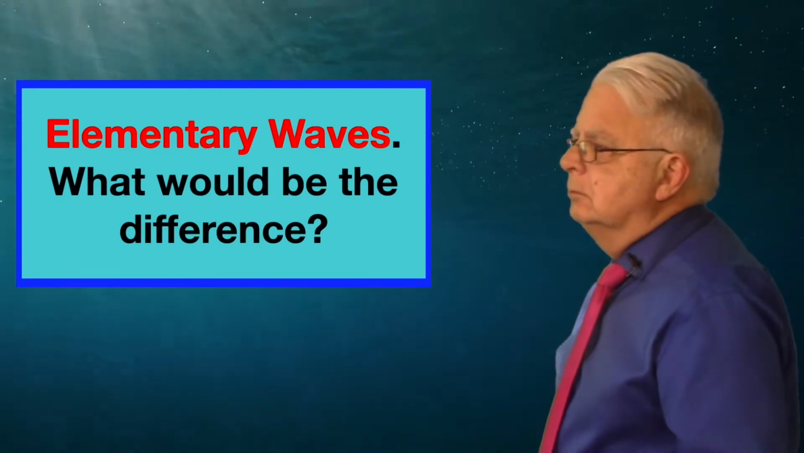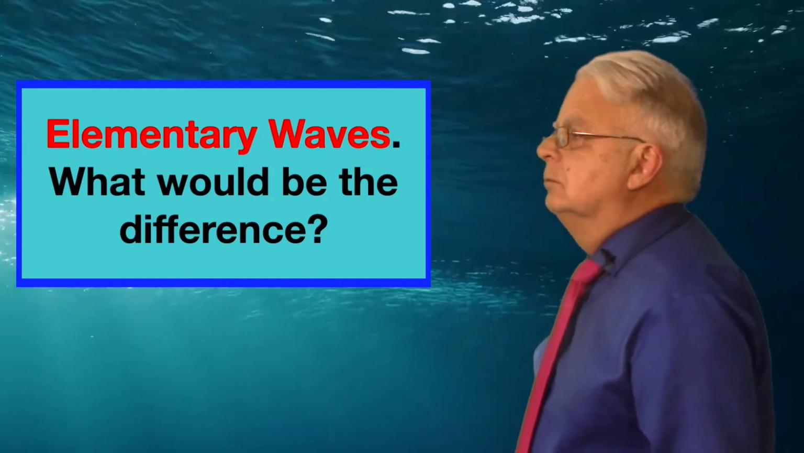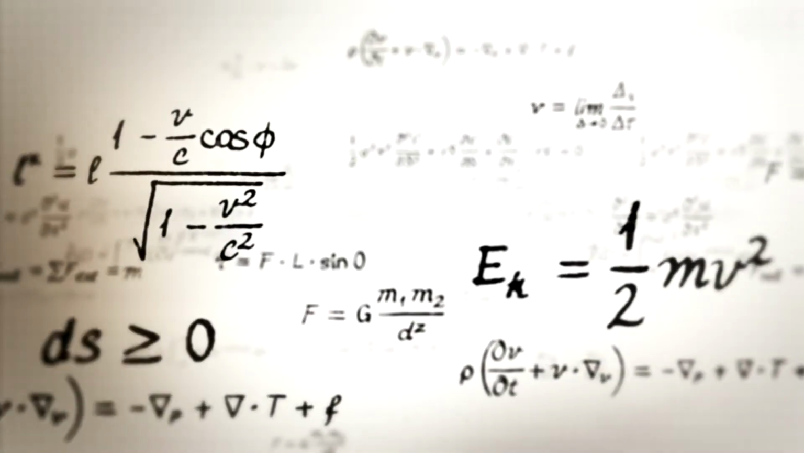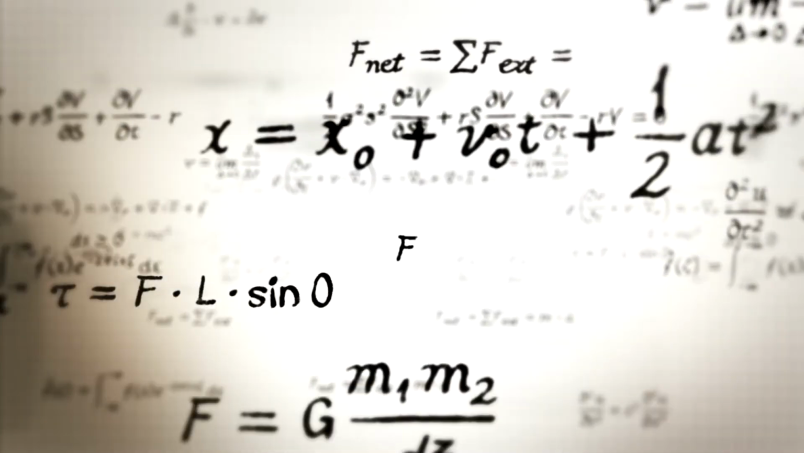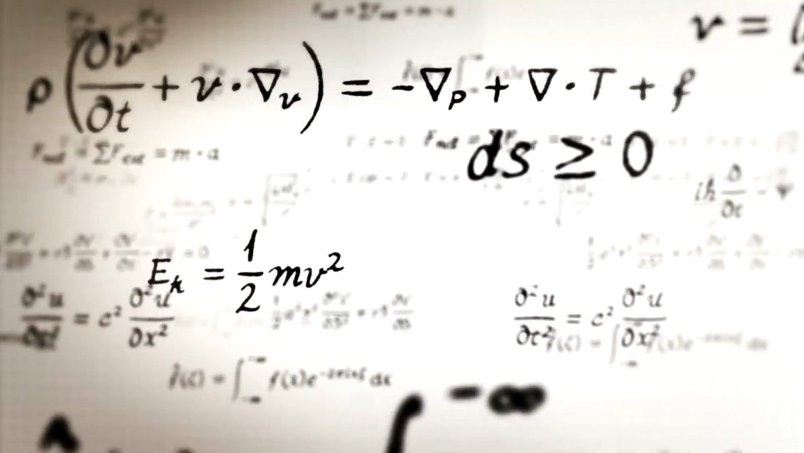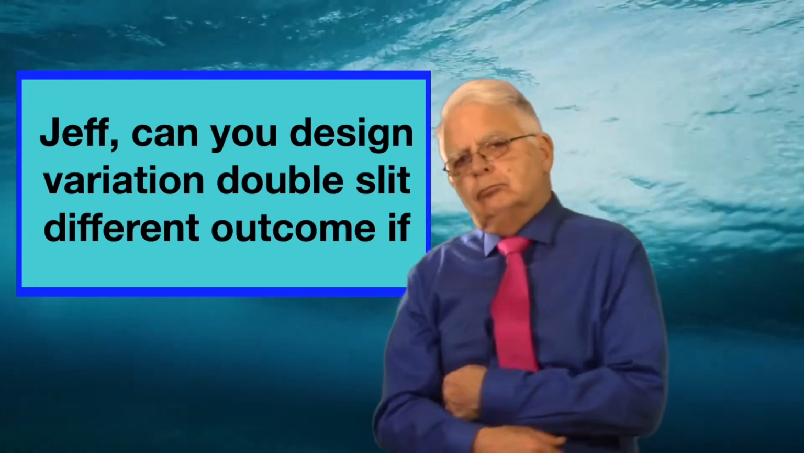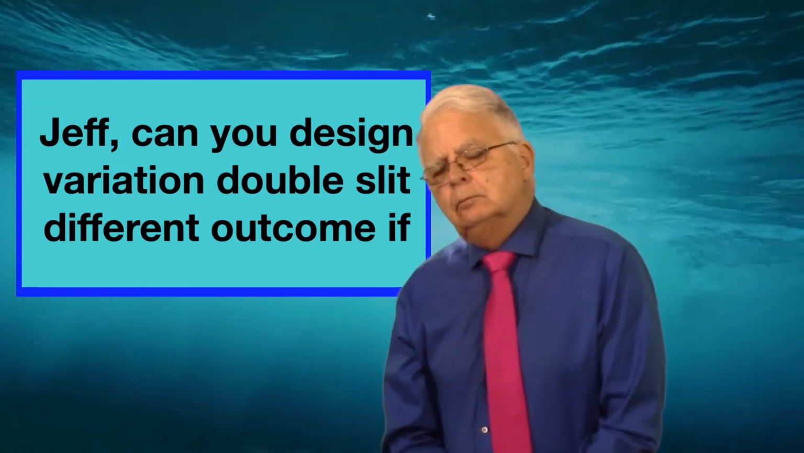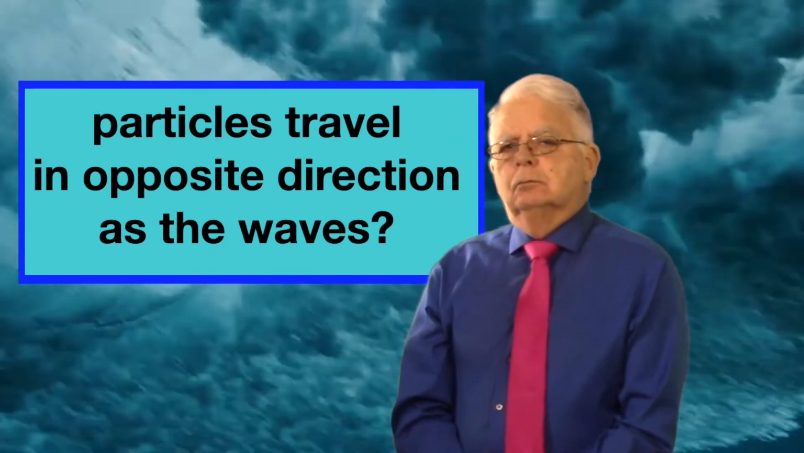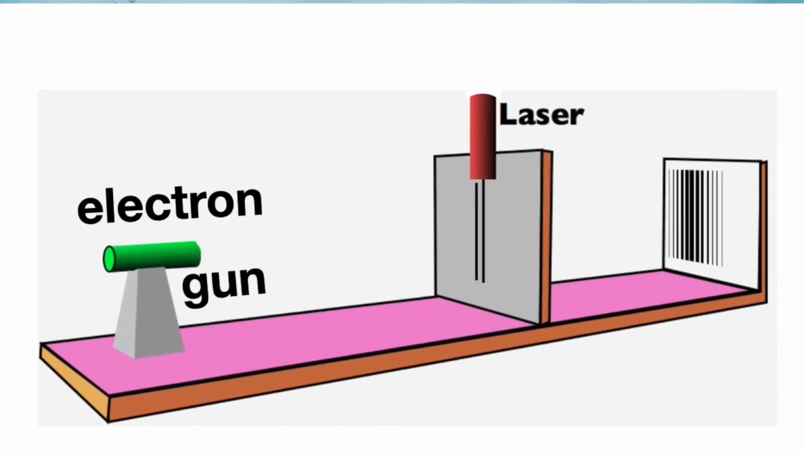Okay, elementary waves. What would be the difference between quantum math and our new math? It should make no difference in the behavior of bound particles, harmonic oscillators, nor in the periodic table. But it would make a big difference in how we understand free particles, such as in the double slit experiments. So Jeff, can you design a variation of the double slit experiment which would produce a different outcome if the particles travel in the opposite direction as the waves? Well, yes, I have already designed such an experiment.